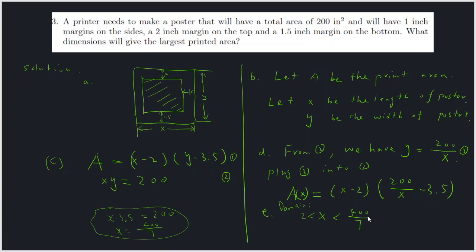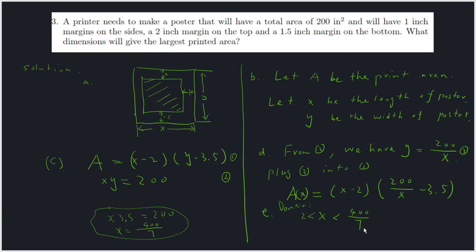So we're done with step E. At this point, the problem is converted to a math problem of maximizing A when x is greater than 2 and less than 400 over 7. I believe you can move on from here.